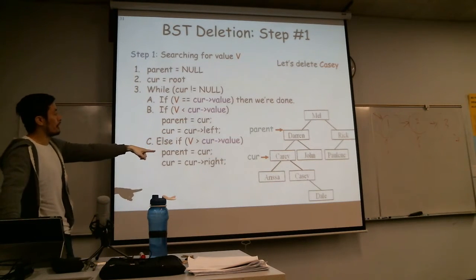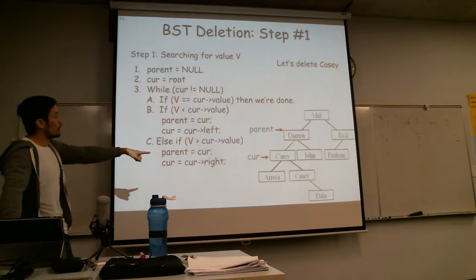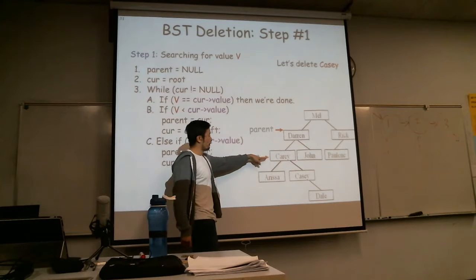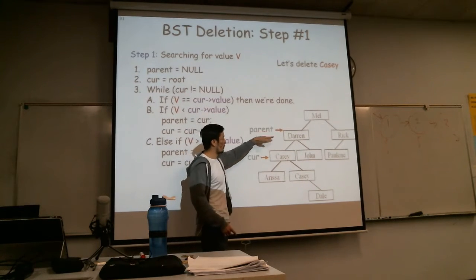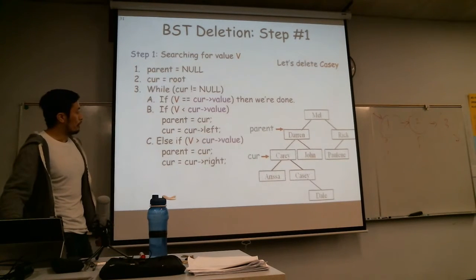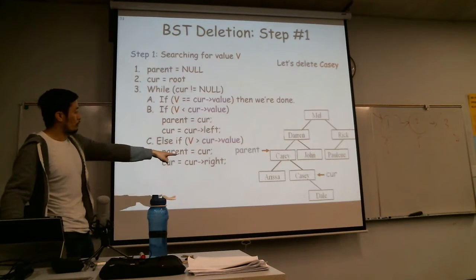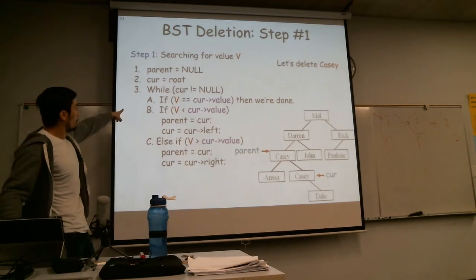And so we do this one more time. We ask, is Carry the same as Casey? No. Despite being off by 1 letter, but still, no. Now, which direction do we go from Carry? Right. To the right. And so we want parent to move up here, cur to move down here. And so parent points to Carry, cur goes right. We go back to the top of the while loop.